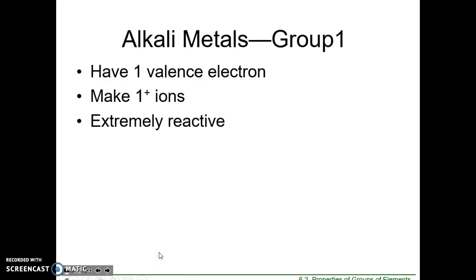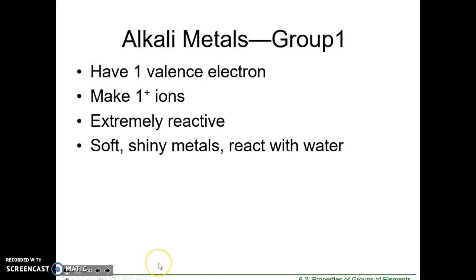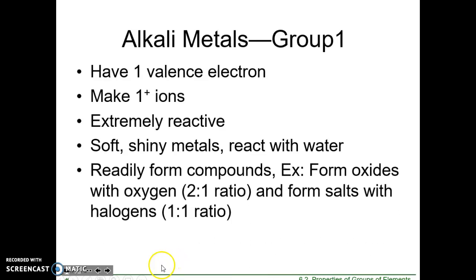They are extremely reactive. They really want to get rid of that 1 valence electron. Also, they are soft, shiny metals that react violently with water. And they readily form compounds. They readily form oxides with oxygen in a 2-to-1 ratio, like Li2O and Na2O. And they form salts with halogens, and the halogens are like chlorine, bromine, iodine, that one in the second to last column, in a 1-to-1 ratio, like NaCl.